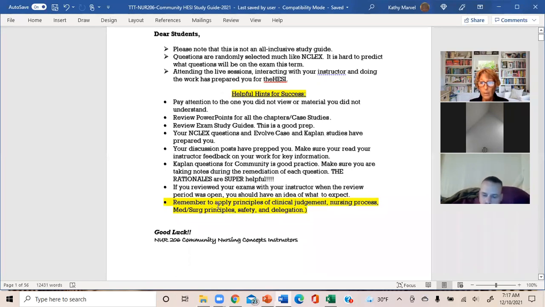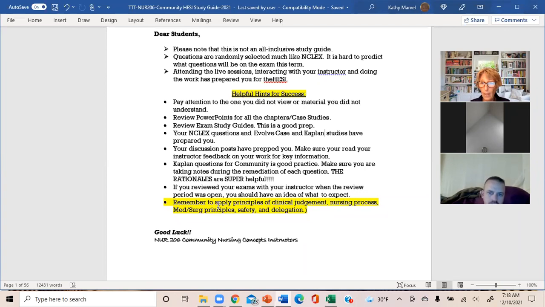And then important here, when we think of HESI, when we think of NCLEX, we think of nursing process. What have I said all term about your nursing process, your ADPI? What do you have to be able to do with your ADPI in this class? Related to the community setting. Right, whatever topic we're talking about, whether it's family assessment, environmental assessment, community assessment, it doesn't matter what topic we're talking about, you have to be able to apply your ADPI, your nursing process, to that concept, to that topic.